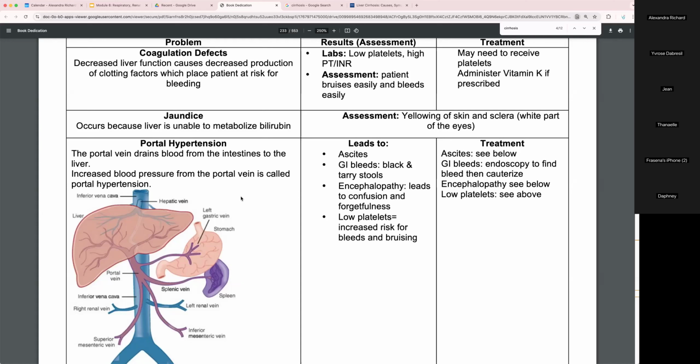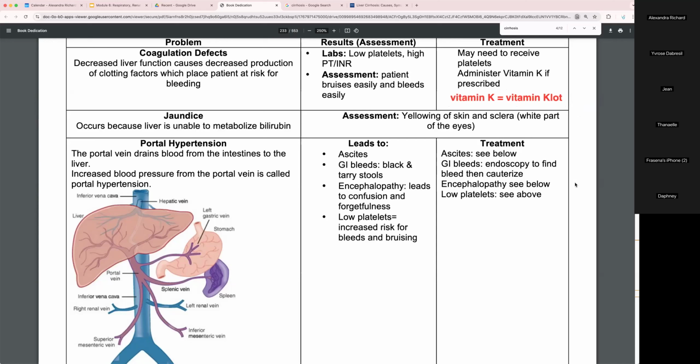Treatment. So if their platelets are low, we will probably have to give them a platelet transfusion. Also, we can give them vitamin K because that will help with their clotting factors. So I always think of vitamin K as vitamin clot. That's how I always think of it. It makes the blood clot.